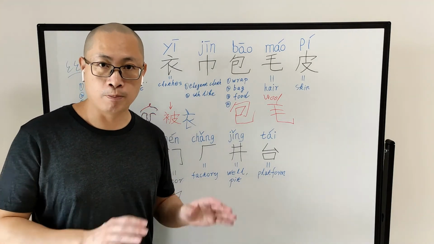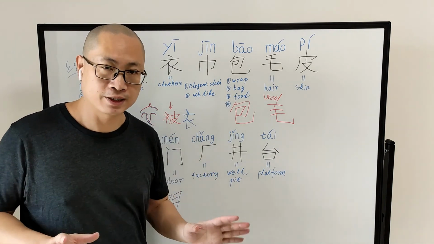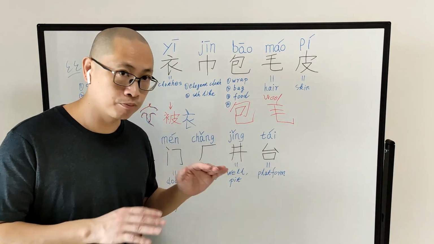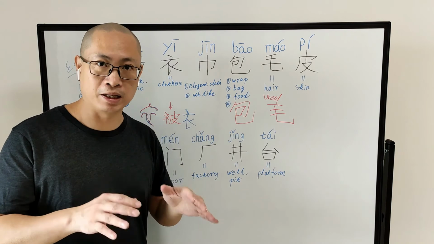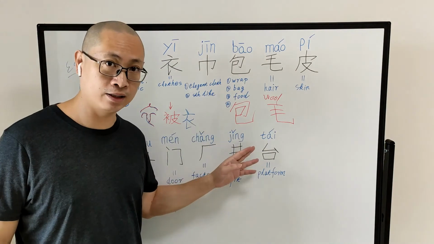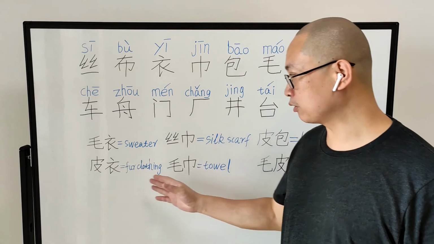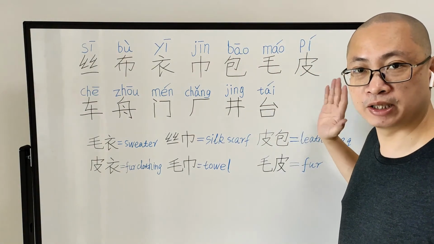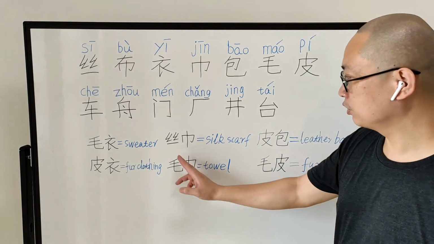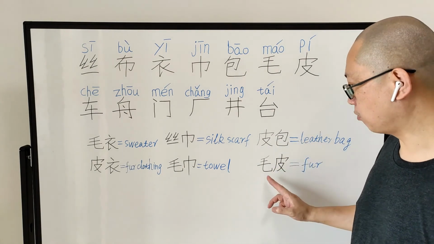And also, both of them extend their meaning to an abstract one. For example, YouTube is a platform, 平台, for each individual to express their ideas. 台. Finally, let's find out regularly used combinations from these 13 basic Chinese characters. 毛衣, 皮衣, 丝巾, 毛巾, 皮包, 毛皮.